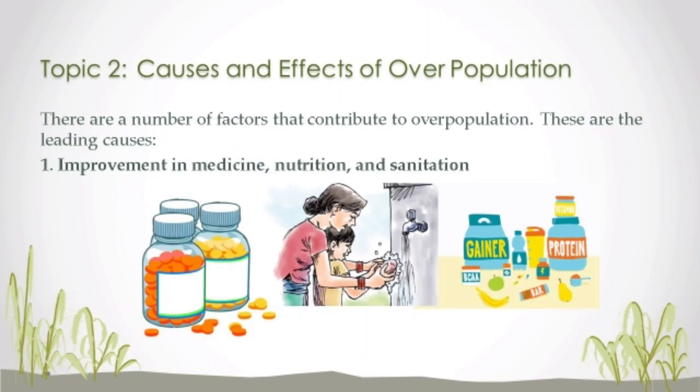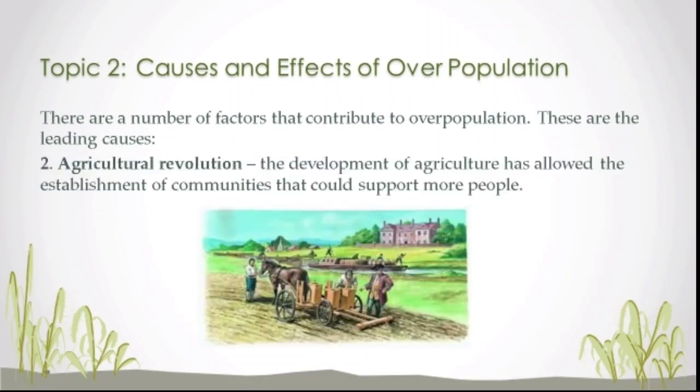So there are a number of factors that contribute to overpopulation, and these are the leading causes. Number one, improvement in medicine, nutrition, and sanitation. This has effectively reduced the incidence of diseases, increased longevity, and reduced mortality. Number two, agricultural revolution. The development of agriculture has allowed the establishment of communities that could support more people.